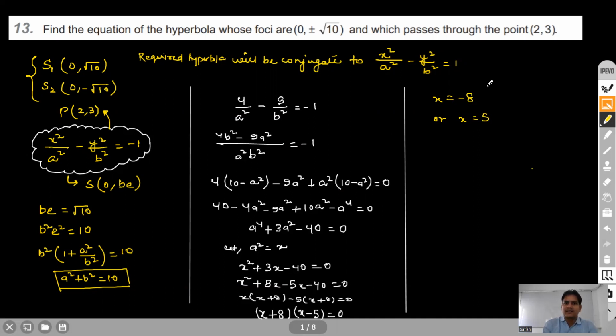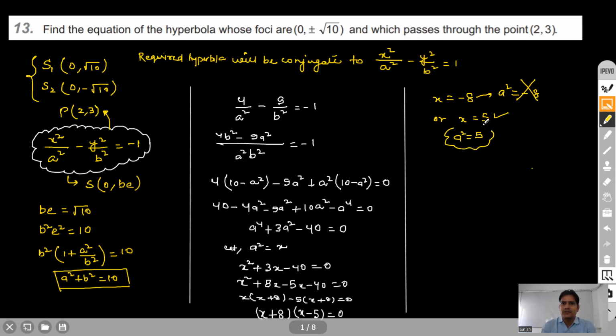Now, what is our x? X is a square, no? So a square is equal to minus 8. So this value is rejected. A square cannot be equal to minus 8. This must yield some positive result, output. So we can say this a square, this will be valid. So a square is equal to 5.